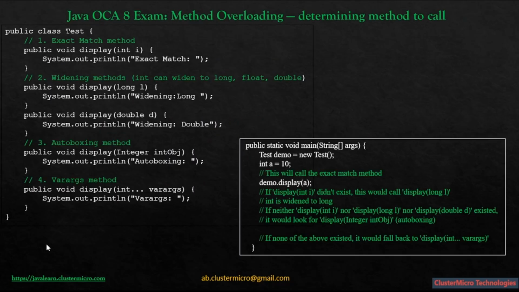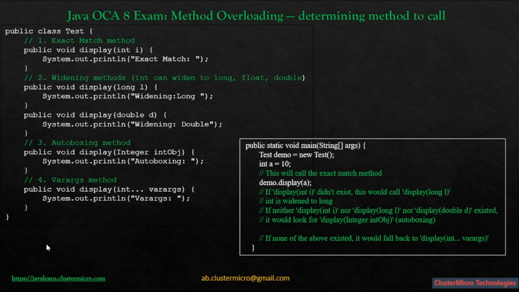So the overload resolution priority, right? This example demonstrates exactly how Java decides which overloaded method to call when multiple options are available. Java follows a strict priority order. It does not pick randomly. It always tries the most specific match first and works its way down. The priority is exact match first, then widening, then autoboxing, then Varargs last.